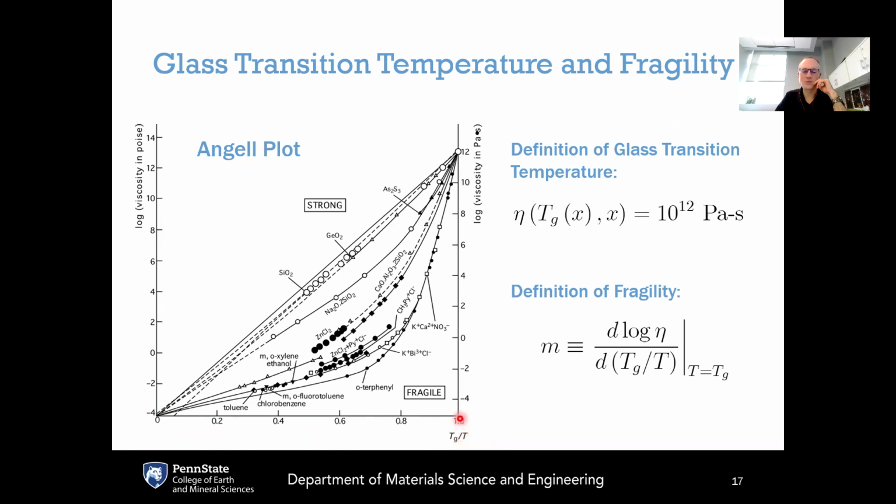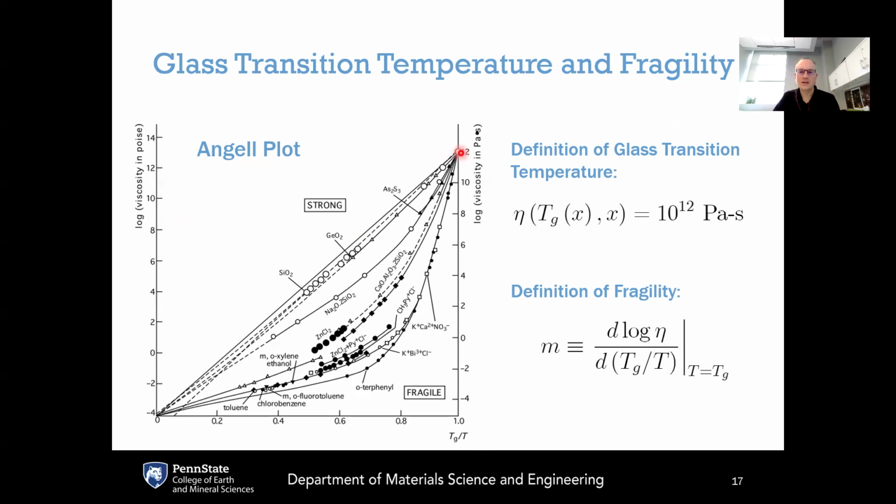Tg over T equals 1. So this is the glass transition temperature. And according to this definition of the glass transition temperature, all of these viscosity curves, regardless of chemistry, all pass through a common point of 10 to the 12 Pascal seconds. So they all pass through this common point of 12.